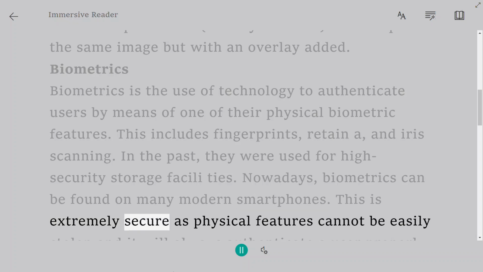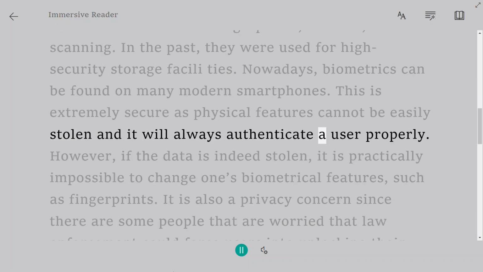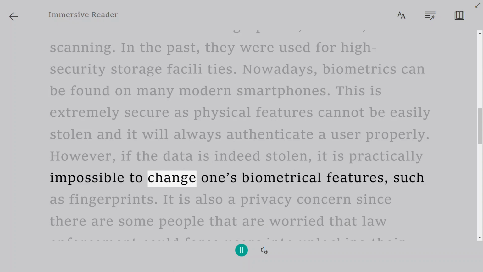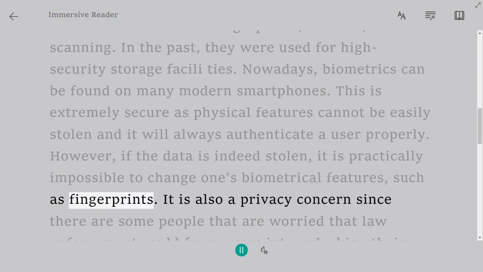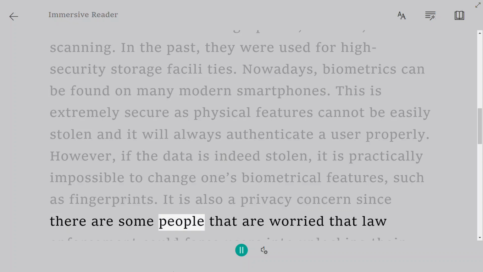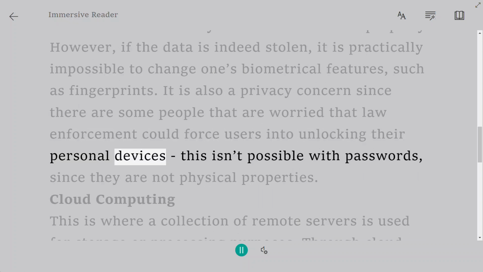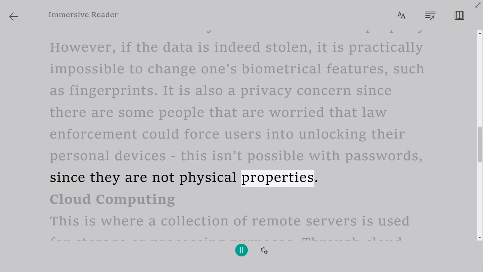This is extremely secure as physical features cannot be easily stolen and it will always authenticate a user properly. However, if the data is indeed stolen, it is practically impossible to change one's biometrical features, such as fingerprints. It is also a privacy concern since there are some people that are worried that law enforcement could force users into unlocking their personal devices. This isn't possible with passwords, since they are not physical properties.